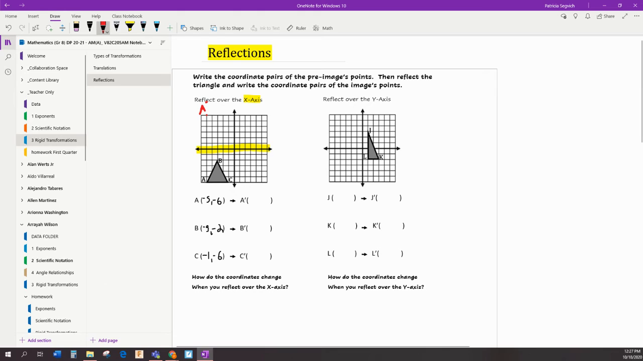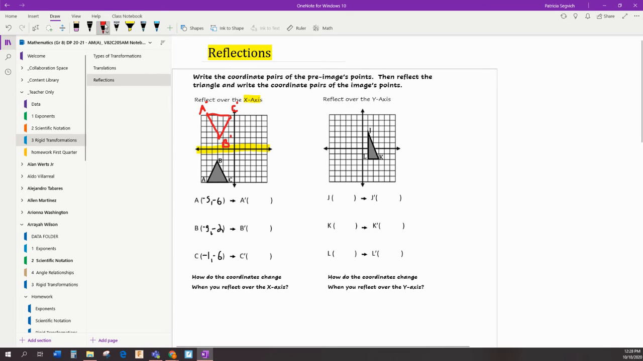If B is 2 down, then B prime is going to be 2 up. And if C is 6 down, then C prime is going to be 6 up. Then we can connect these 3 points. I'm not the best at drawing here, but that's okay. And this is ABC, the pre-image, and this is our reflected ABC, which gives us the triangle A prime, B prime, C prime, which is now our image.